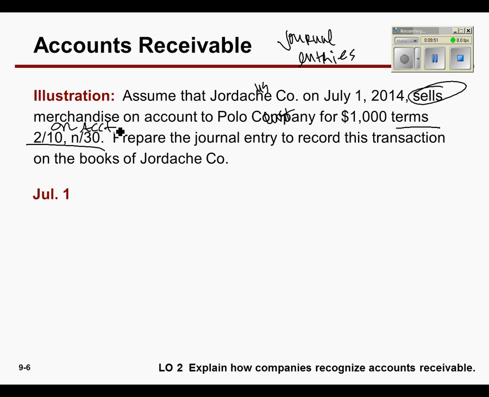We now know what these terms mean from a previous chapter, don't we? We hope that they pay within 10 days, because what are we going to do? We're going to give them a 2% discount because it's worth it to us that we can recover that asset. Prepare the journal entry to record the transaction for the books of Jordache.